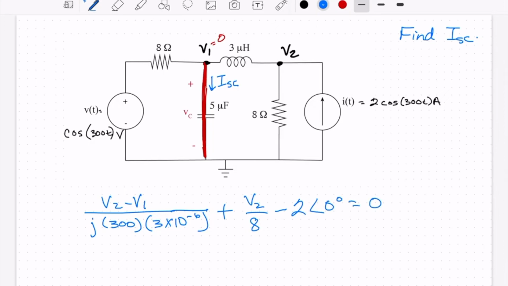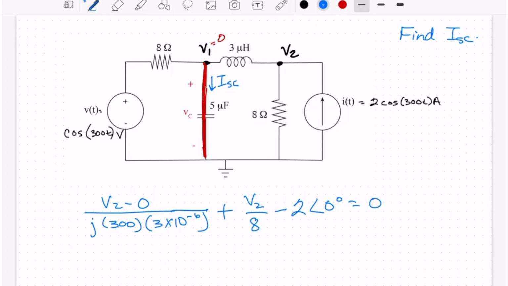One thing we notice at this point is that V1 is equal to 0, so let's put a 0 in for that. V1 is equal to 0 because we tied it to ground. So now we have V2 minus 0 over a complex number, plus V2 over a real number, minus 2 is equal to 0. When we solve it, we can solve for V2. Then we'll do that in just a minute, but we will also have to find I short circuit. Let's write that equation.